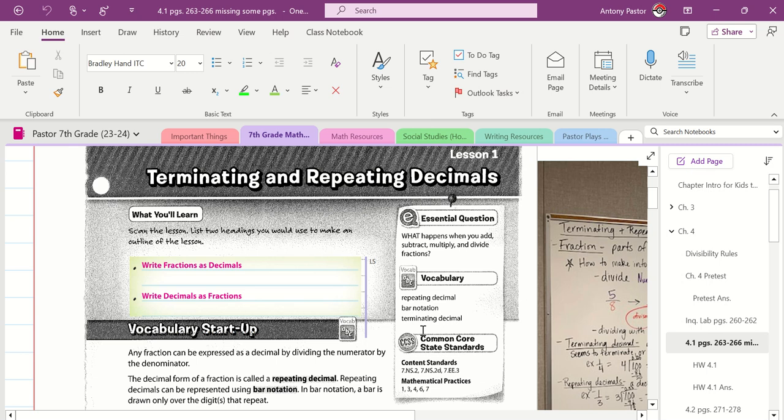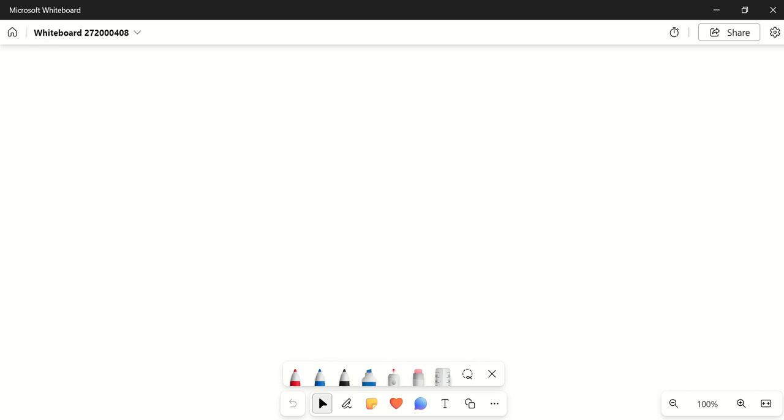Today we are going to be doing 7th grade math, chapter 4, lesson 1. We're going to be talking about terminating and repeating decimals. Now, the first thing we need to note is what is a terminating decimal versus what is a repeating decimal.